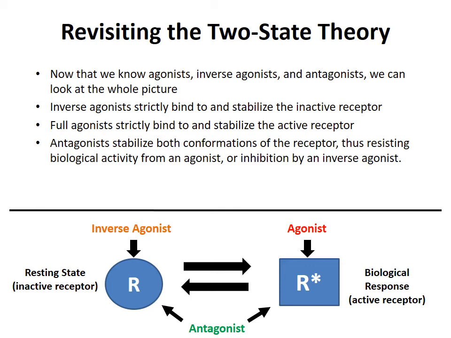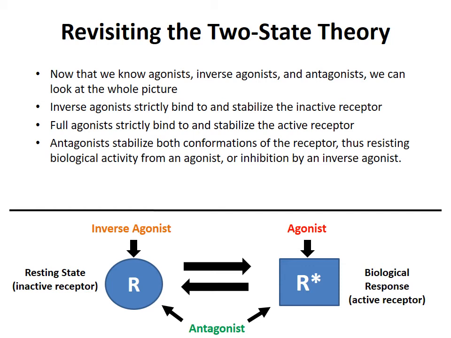So I know I talked a lot about combining different agonists and antagonists, but I do have a few more examples to really clarify that as much as possible. Again, this is just revisiting the two-state theory. We know agonists, inverse agonists, and antagonists. As a review, agonists give us a higher activity in the receptor system. Inverse agonists give us the lowest, and antagonists are somewhere in the middle. One thing we don't have here is the partial agonist, which would be between an antagonist and a full agonist.